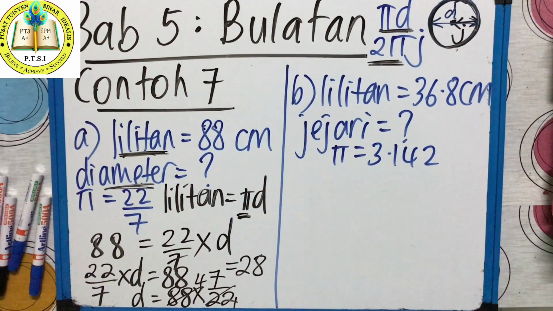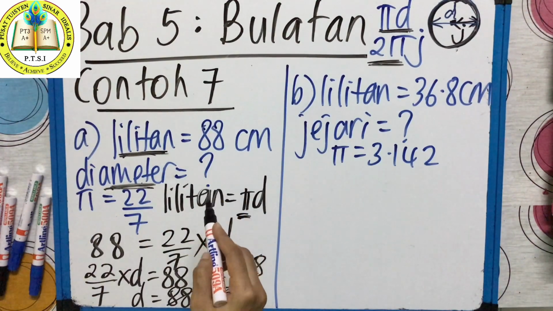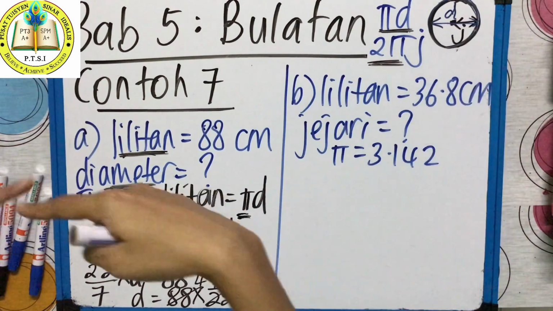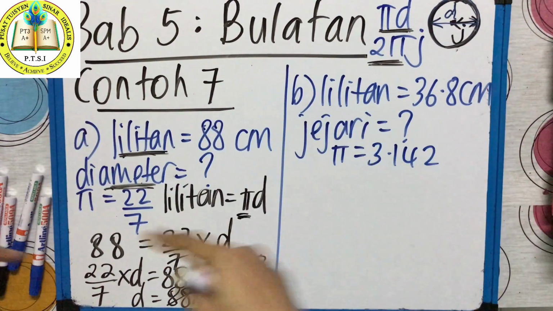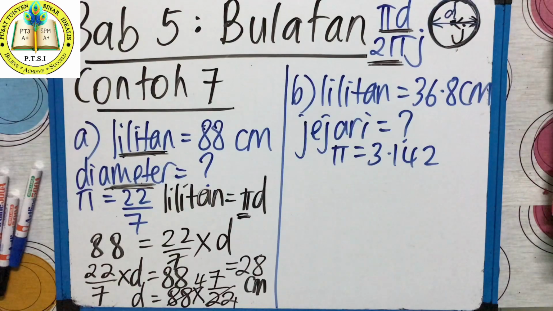Apa unitnya? The question they ask, cari nilai diameter. Diameter is the long line pass through the center, right? Itu kita panggil diameter. It's a length. So what is the unit for that class? cm. So jawapan untuk soalan A adalah 28 cm. Finish. So every time practice yourself to write the formula, working and then answer.